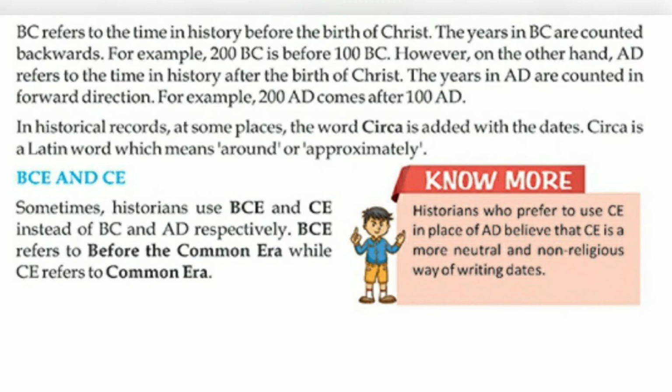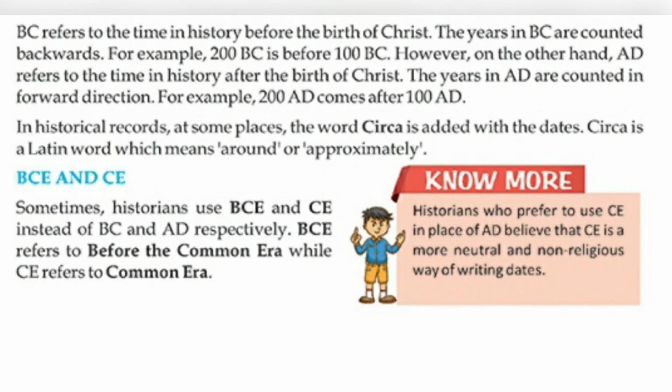Now BC refers to the time in history before the birth of Christ. Like I said earlier, BC refers to the time in history before the birth of Jesus Christ. The years in BC are counted backward. For example, 200 BC is before 100 BC.